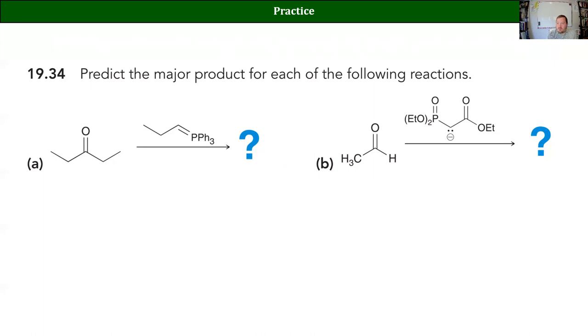And for A, we're not going to get an E or a Z, right? For A, we have two ethyls on either side of the carbonyl, which means when we make our final product, there is no E or Z. We're just going to replace that carbonyl with the carbon that's bound to the phosphorus, which then had an ethyl group attached.